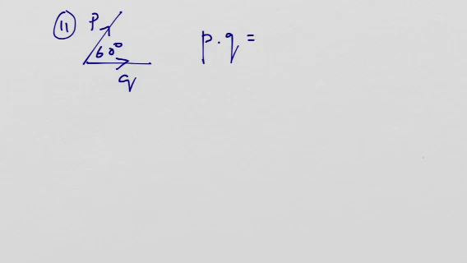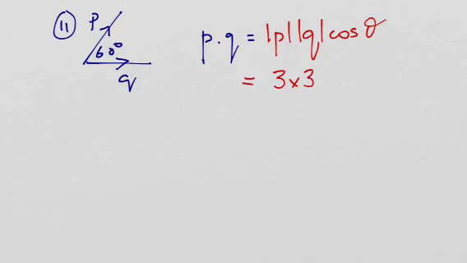Question 11, we're going to use the formula in this question that p dot q is the length of p times the length of q times cos the angle between them. Now the question tells us that it's an equilateral triangle and that the side is 3. So that's going to be 3 times the other side 3 times cos the angle between them, because it's equilateral, we know that's 60, plug it in the formula, get the answer.